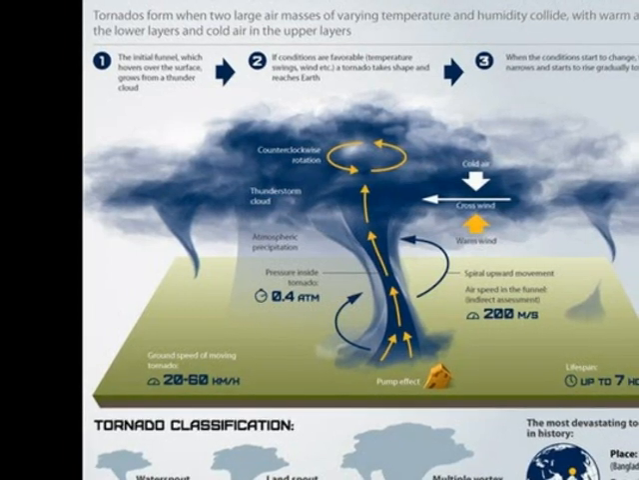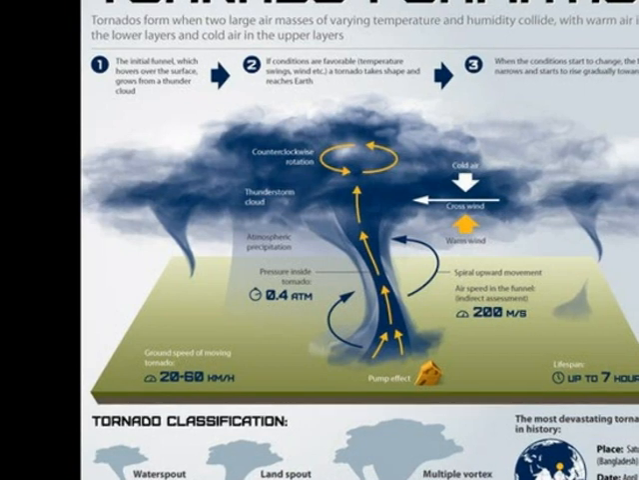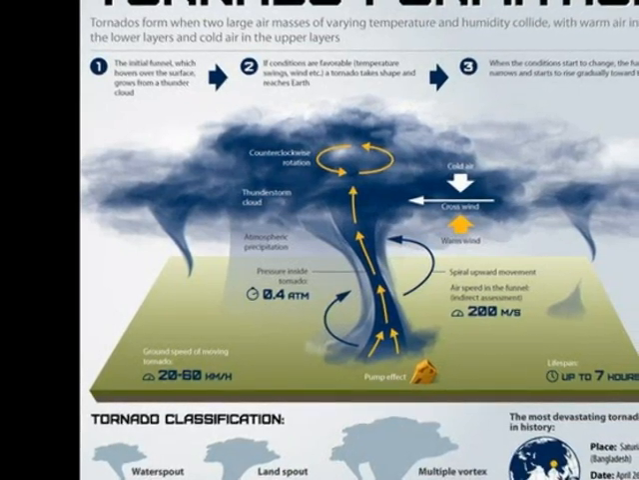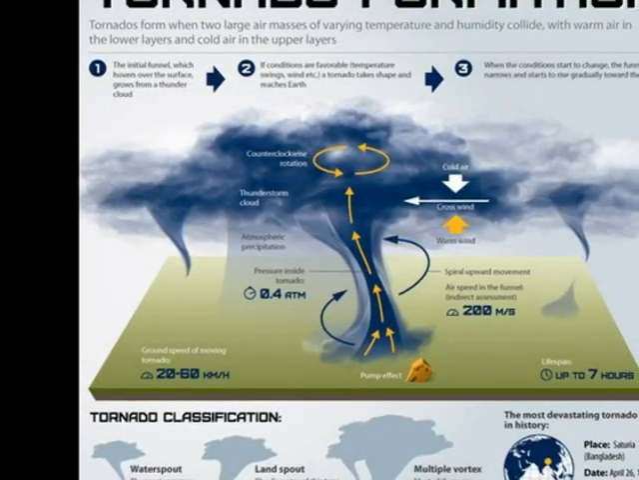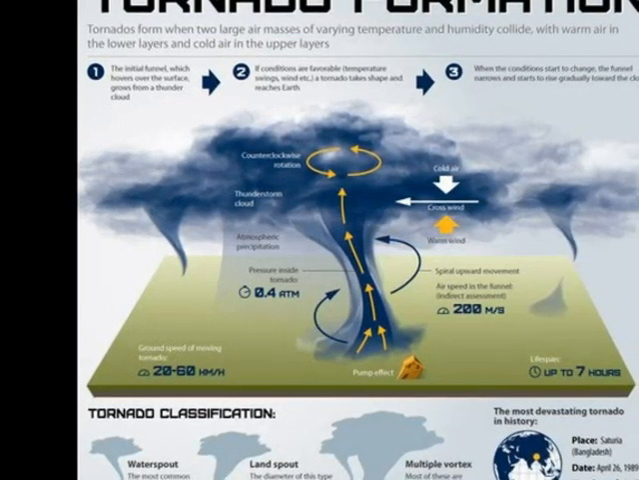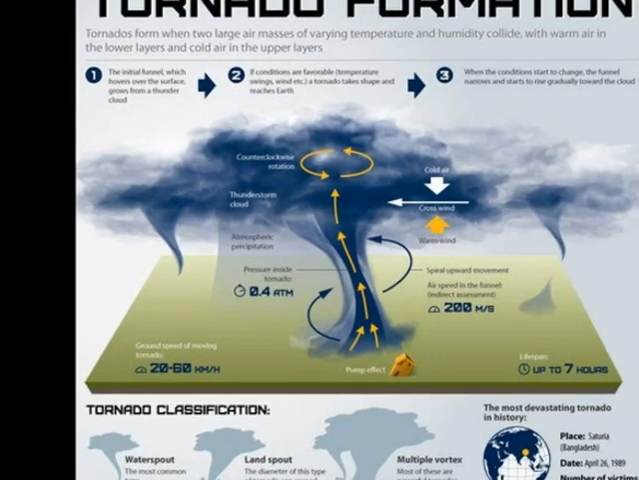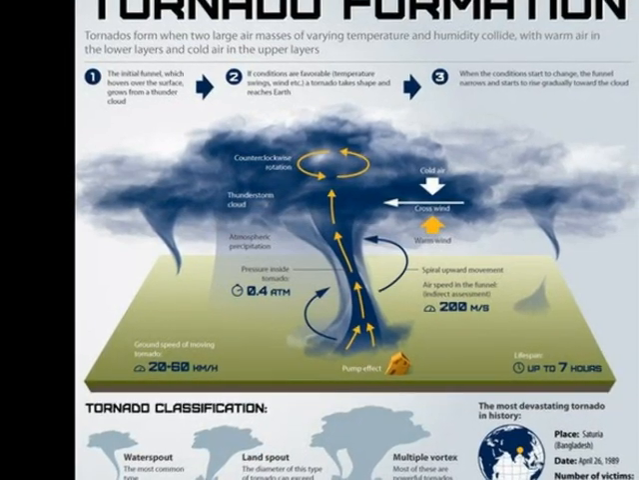Step 1. The initial funnel, which hovers over the surface, grows from a thundercloud. Step 2. If conditions are favorable, such as temperature and humidity, a tornado takes shape and reaches Earth. Step 3. When the conditions start to change, the funnel narrows and starts to rise gradually toward the cloud.